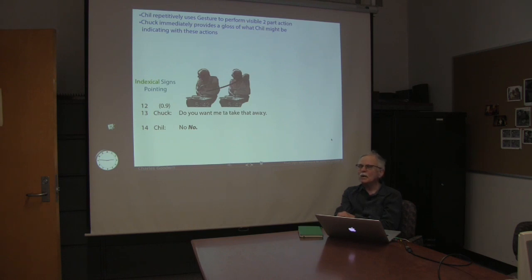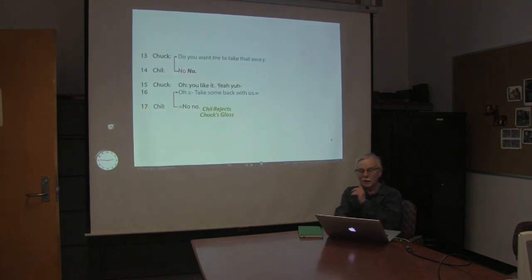Something I'll emphasize more. What's the nature of Chuck's understanding? He's trying to figure out what Chill wants him to do. The understanding is trying to uncover the action that Chill is asking him to do rather than simply the referent. So he's indexically, again, incorporating the semantic structure produced by others. All of his no's are saying, no, it's not what you just said, Chill.